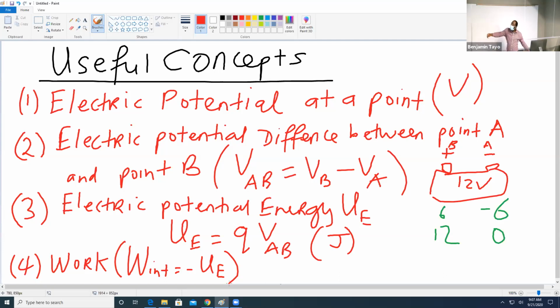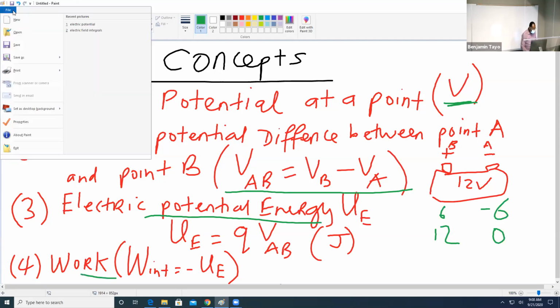Similarly, when we solve a problem for electric potentials, when we go from a high potential to a low potential, we're going to say that the system is losing potential energy but gaining kinetic energy. Now keep this in mind, and let's go back to the problem that we were solving last week. So you have potential at a point, potential difference between 2 points, electric potential energy, which is in joules, and then you have the work. Let's go back and look at the problem that was not solved in last class. Let me open this.